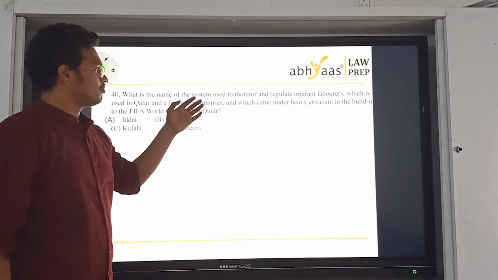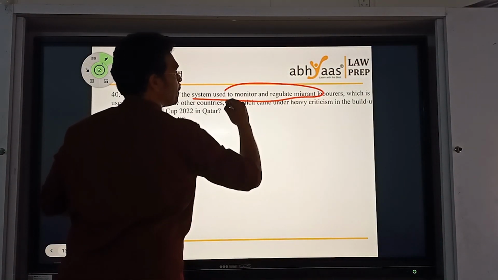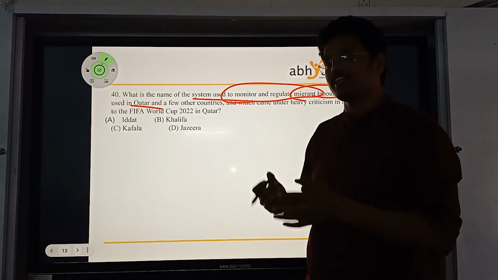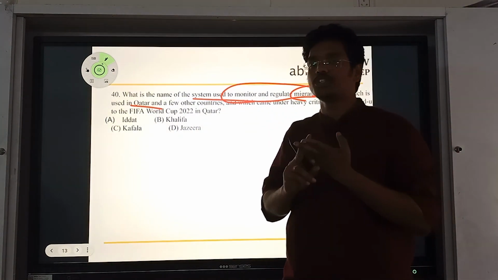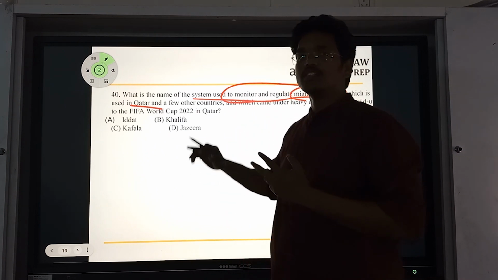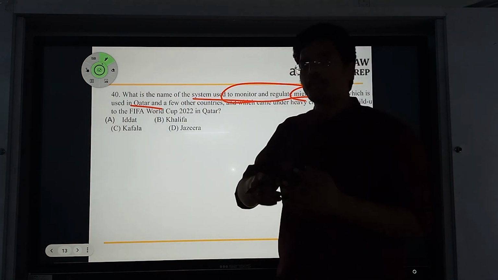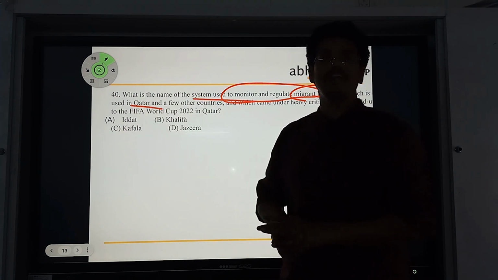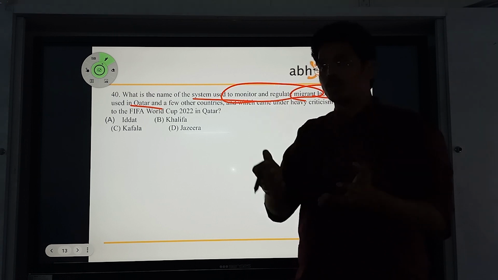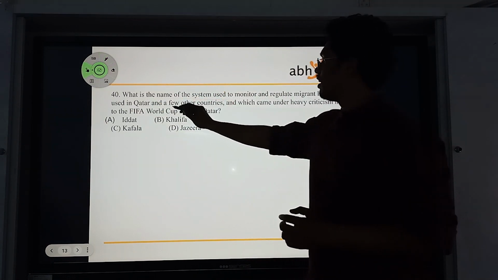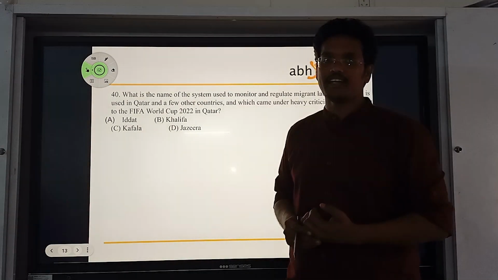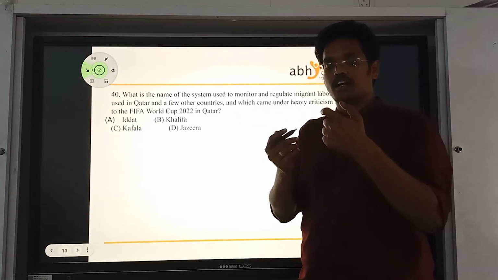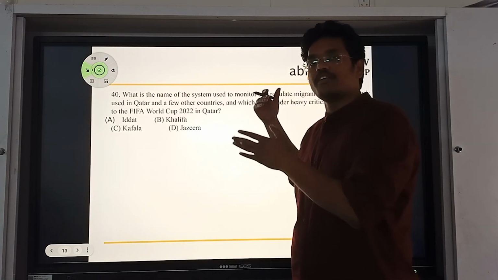Next, what is the name of the system used to monitor and regulate migrant laborers in Qatar? So, as I said in the beginning of this passage, Qatar is in the news not only because of FIFA, but also because of the violation of human rights. That is controversial. Now, we know that people from many countries, especially from India, go to Arab countries as migrant laborers. So, they have to follow some rules. First, Qatar is following a system to regulate these migrant laborers. What is the system? The employer, usually from Qatar, has to provide some legal documents to Qatar in favor of the migrant laborers.